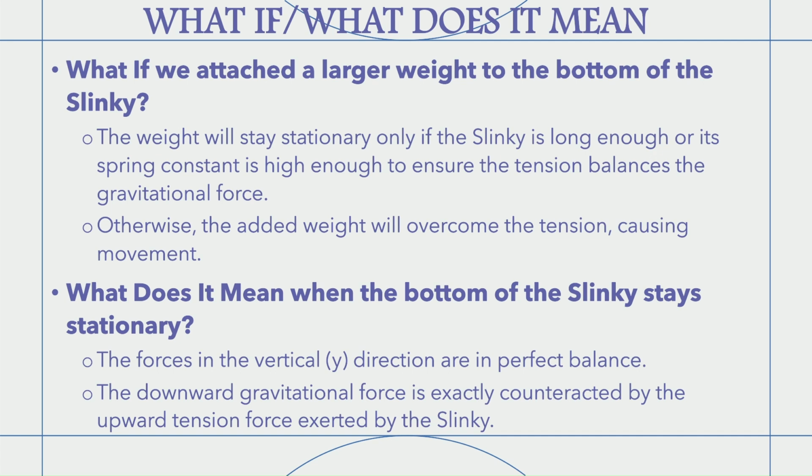And the second question, what does it mean when the bottom of the slinky stays stationary? It indicates that the forces in the vertical direction are perfectly balanced, and the downward pull of gravity is exactly cancelled out by the upward tension from the slinky, keeping it in place until the top reaches the bottom.